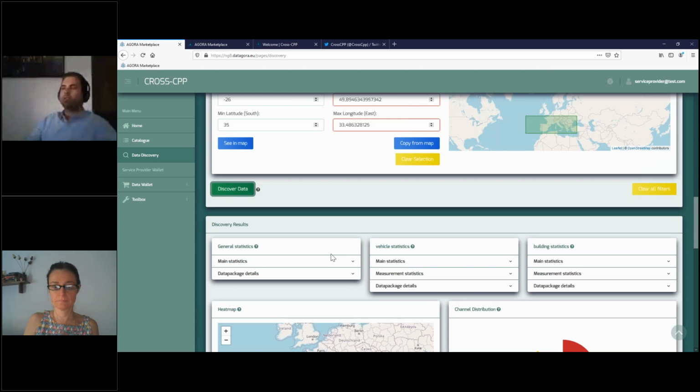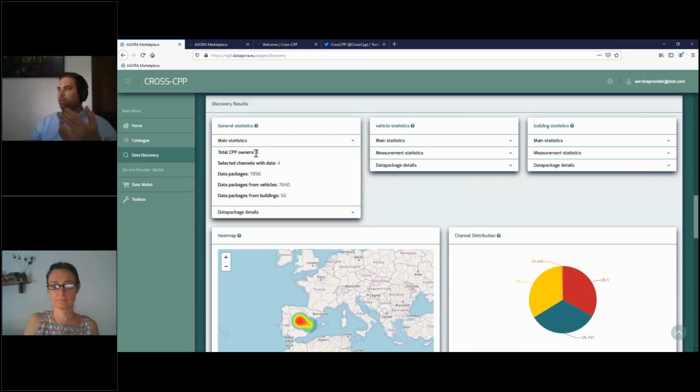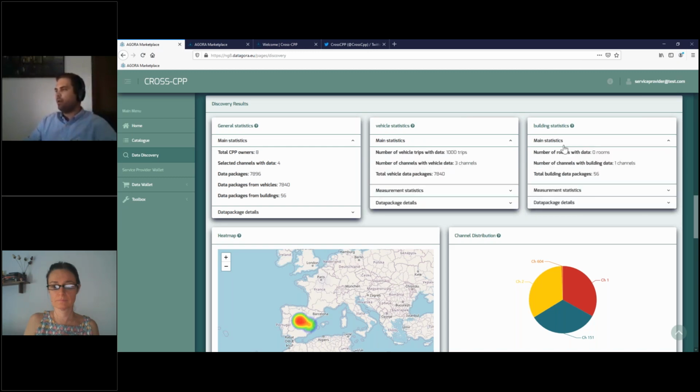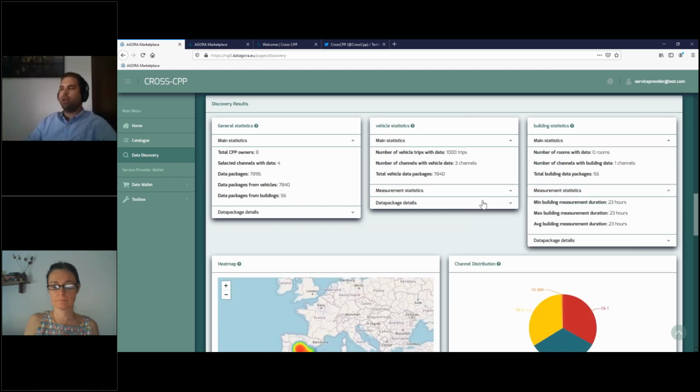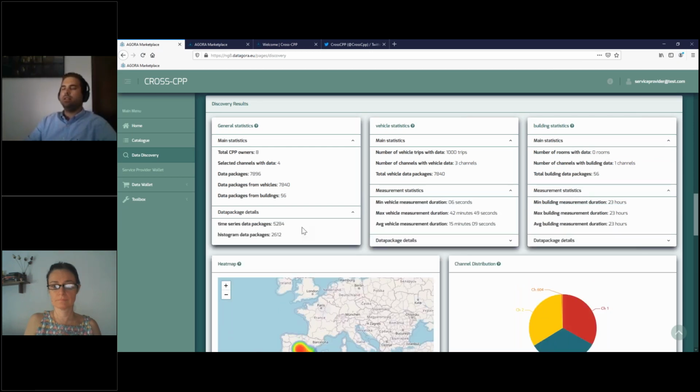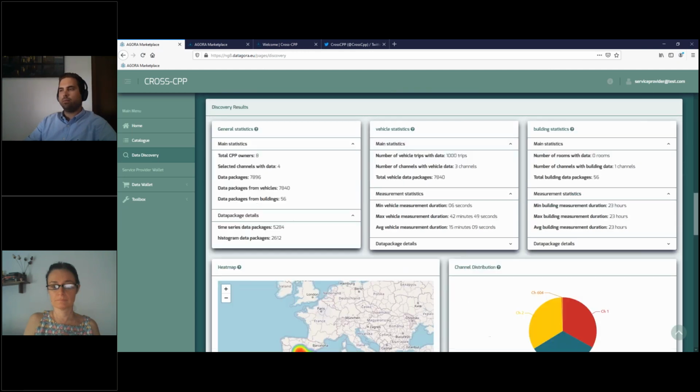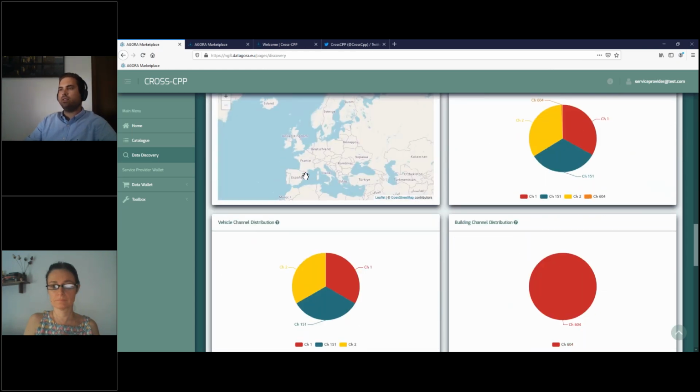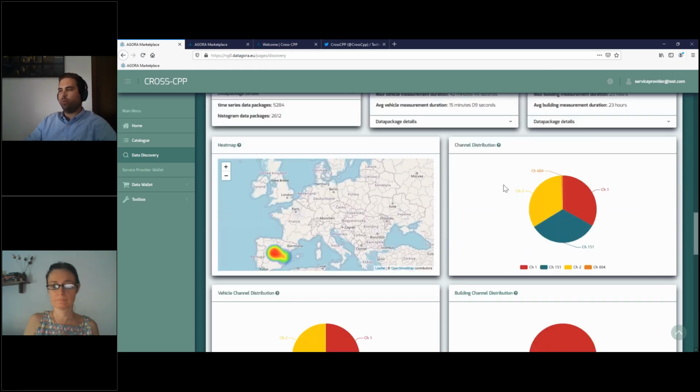We have a total number of 8 CPP owners. This can mean vehicles. So then we can see divided how many vehicles we have, how much information from buildings we have, the different information that we have allocated in the marketplace in Agora. Okay, so we can see also where it's located. In this case, it's located in Madrid.